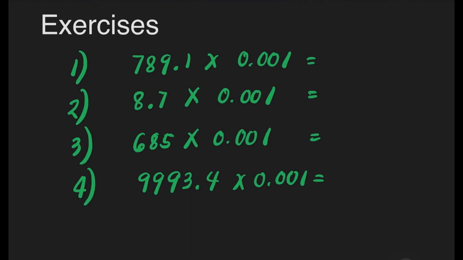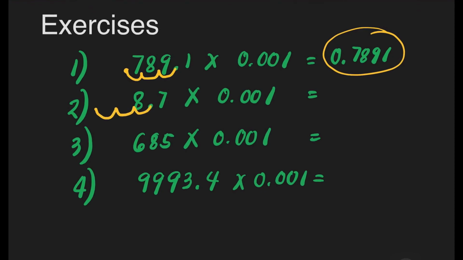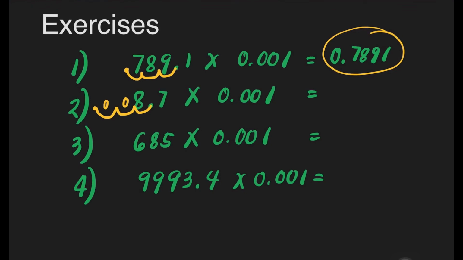Let us have these exercises. It means we will just move 3 decimal places to the left to get the final answer. Number 1, just move 3 decimal places. So our answer will be 0.7891. That's going to be 7,891 ten thousandths. Next, just move 3 decimal places to the left. That's 1, 2, 3. And we can just put zeros on the empty spaces. So we can write 0 first and the decimal point, 2 zeros and 87. Our answer for number 2 is 87 ten thousandths.